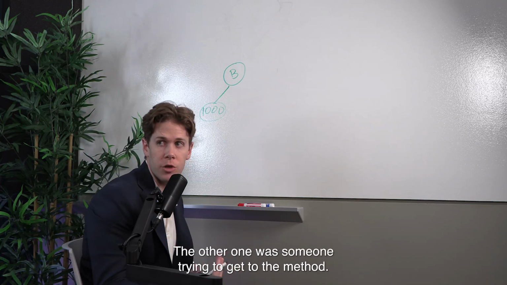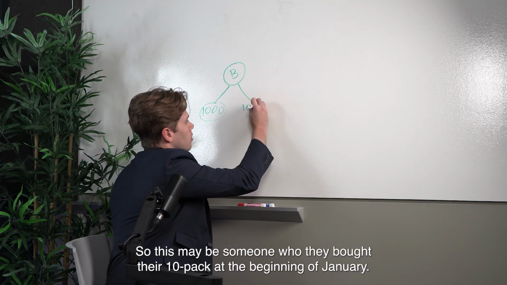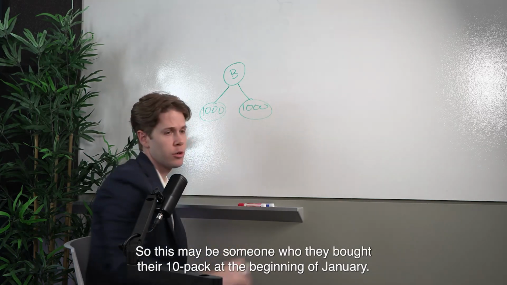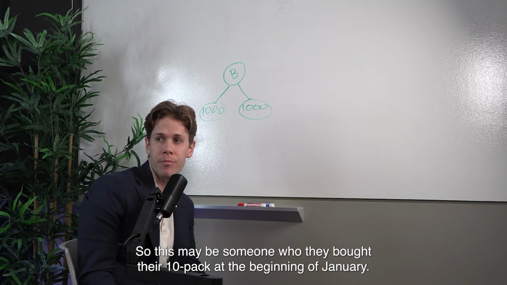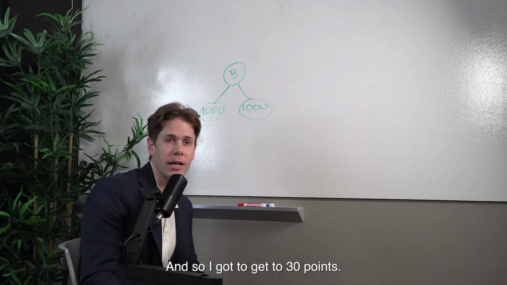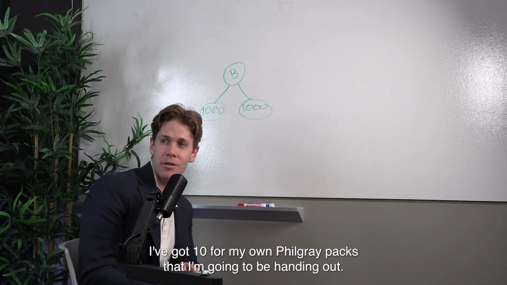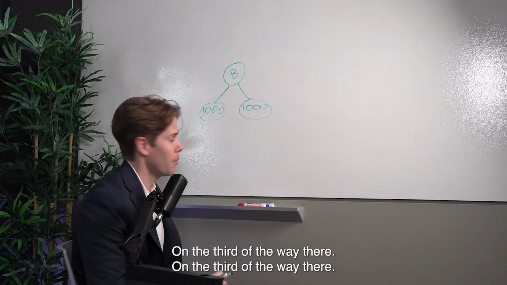The other one was someone trying to get to the Method. So this may be someone who bought their 10 pack at the beginning of January. And then they're like, I really want to get to the Method. So I've got to get to 30 points. I've got 10 from my own Feel Great packs that I'm going to be handing out. I'm a third of the way there.